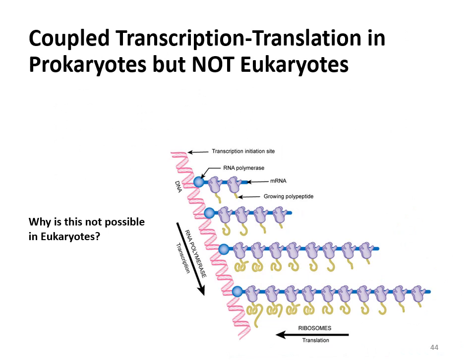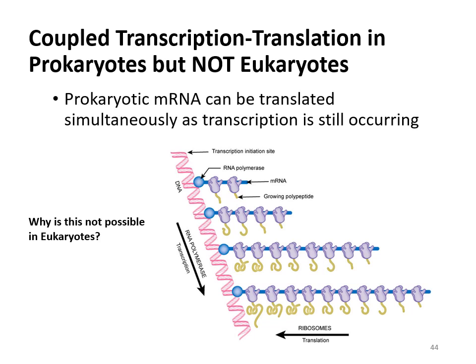The last point that I want to make is the idea of coupled transcription translation. That's a big difference between eukaryotes and prokaryotes. Prokaryotes can start translating their mRNA right while it's still being transcribed. The figure you see here is prokaryotes. They have their DNA, and you see the RNA getting made from that DNA. While the RNA is still getting made, the ribosomes jump onto it and start making protein.